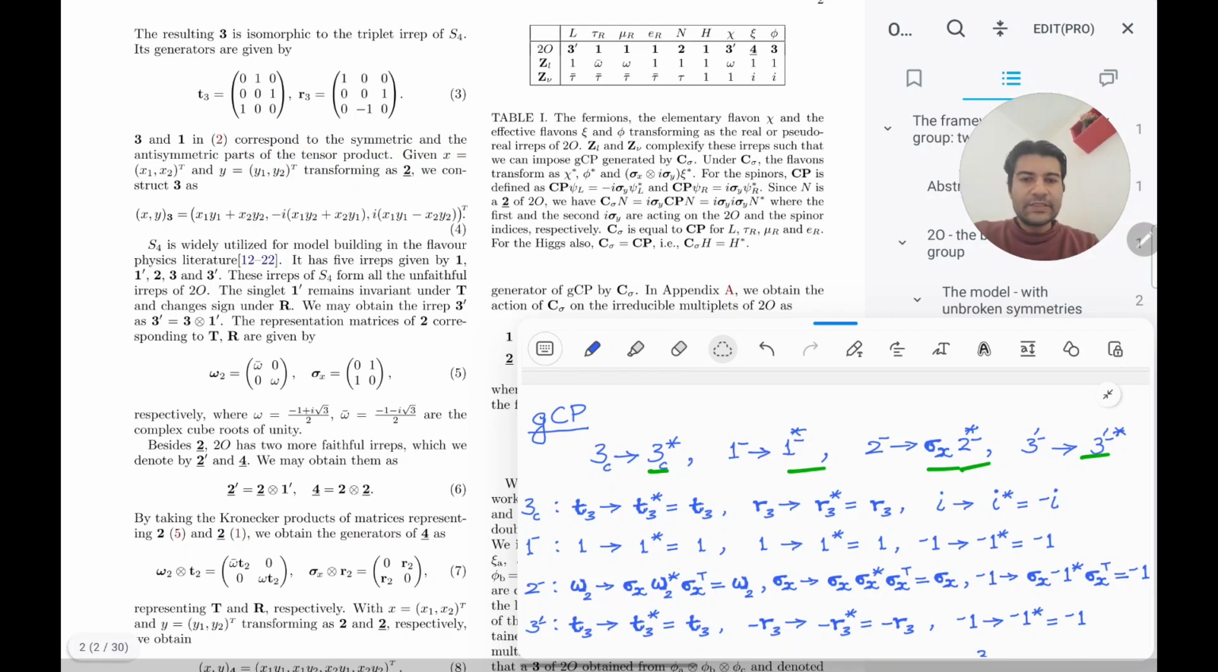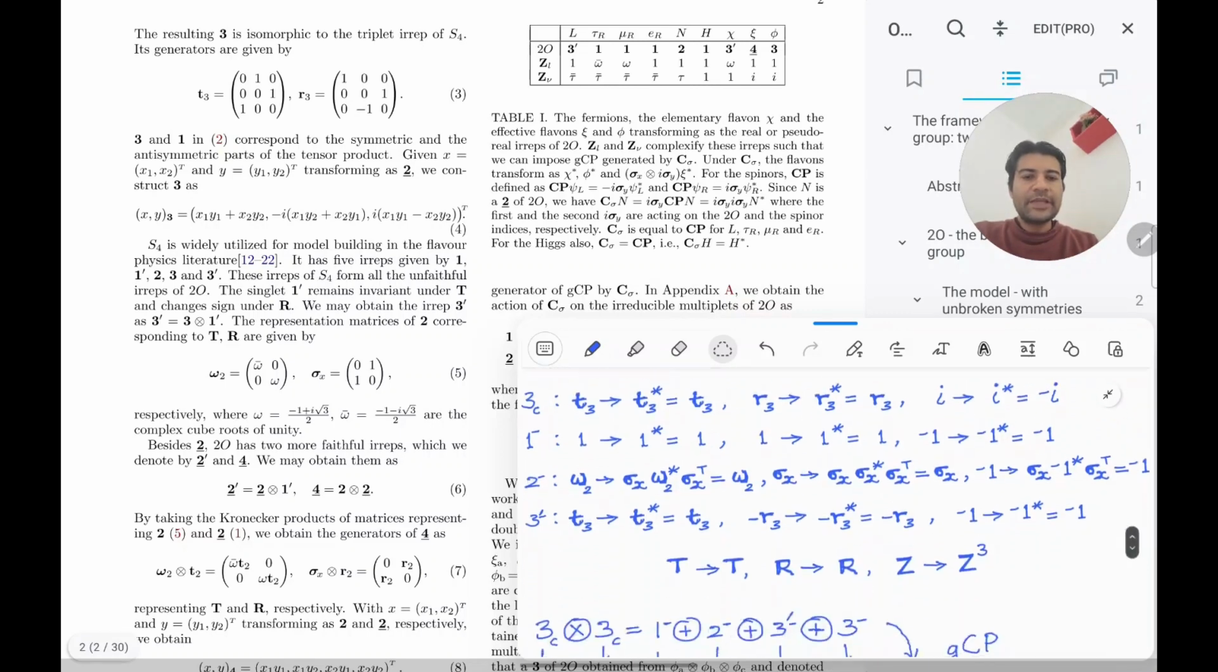For the generators, the action of GCP is shown here. T and R remain invariant under GCP, while Z, which corresponds to I, gets conjugated under GCP. On the other hand, for the objects in the right hand side, the action of Z is simply multiplication with the -1. So GCP does not change it. So you have simply a -1 transforming into -1.